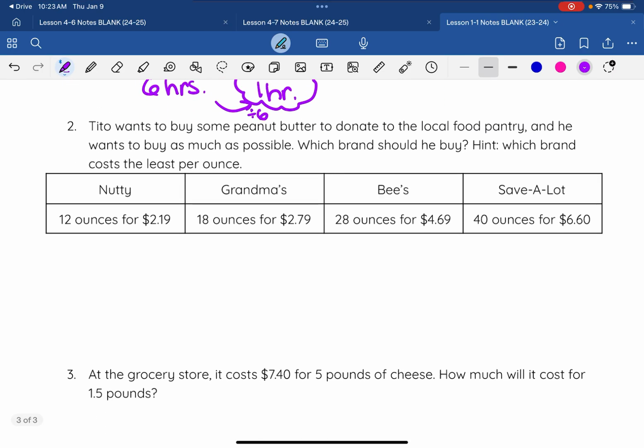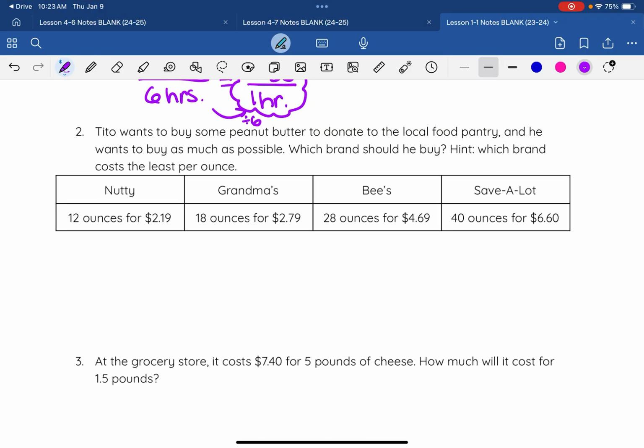Number 2, Tito wants to buy some peanut butter to donate to the local food pantry, and he wants to buy as much as possible. Which brand should he buy, and which costs the least per ounce? So we have Nutty, Grandma's, Bees, and Save-A-Lot. So for Nutty, we would have $2.19 for 12 ounces. We want to know how much it is for 1 ounce. So we would divide by 12, and I would get, rounded, 18 cents per ounce.